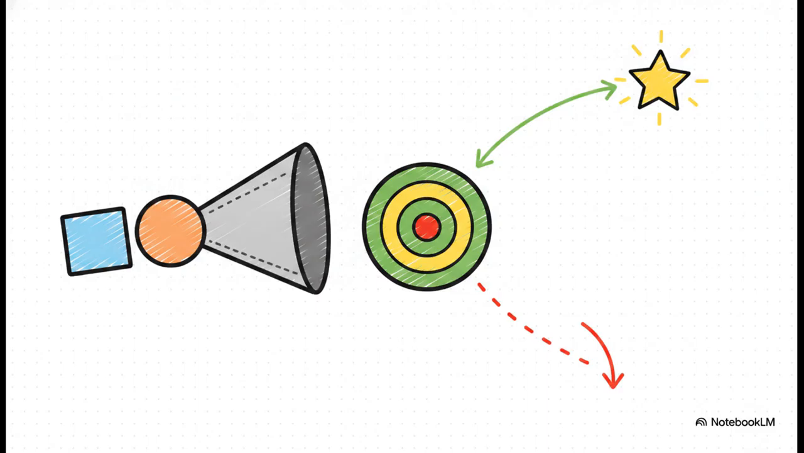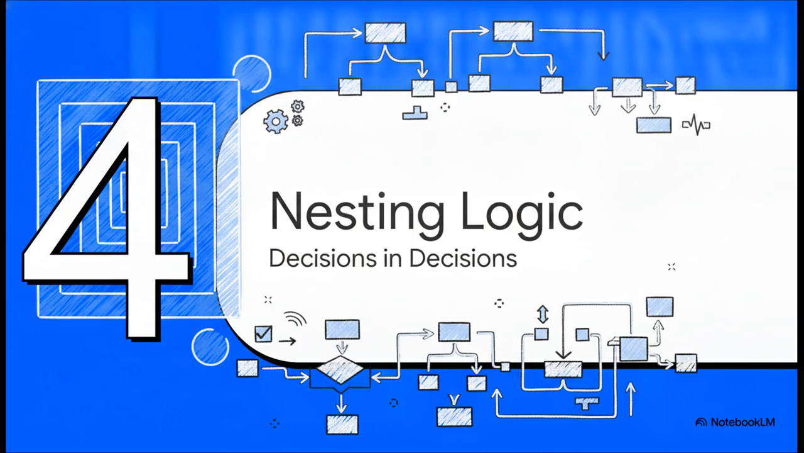With an if-else statement, you can print one message if it's within that range, and a totally different message if it falls completely outside of it. Let's turn it up a notch. Next is nesting for deeper logic, decisions within decisions.